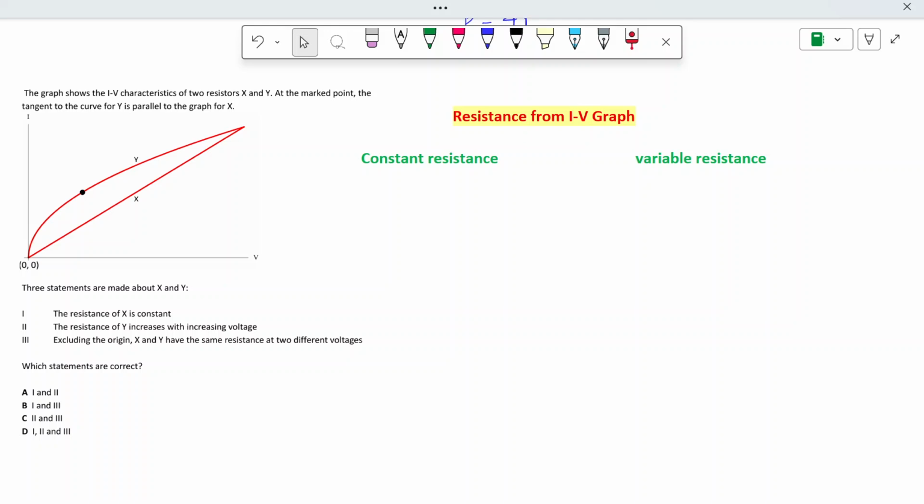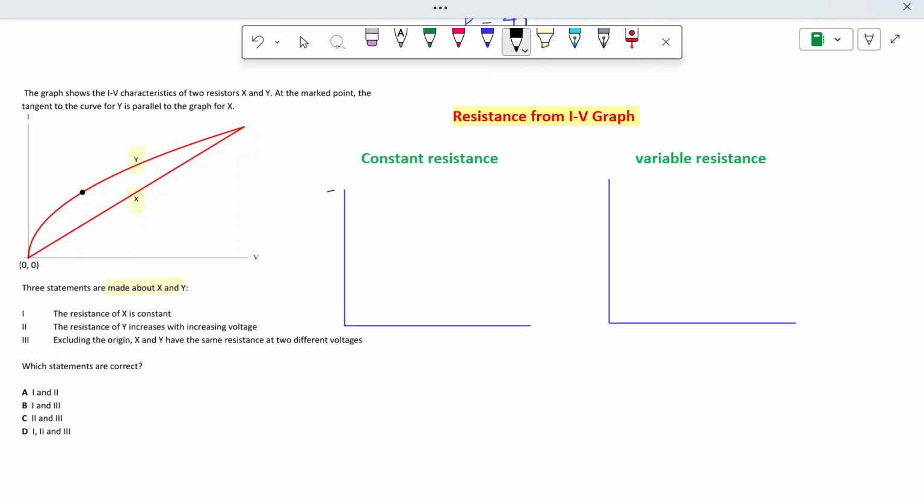Hello students, in this question we will investigate resistor X and resistor Y. One of them is a constant resistance and the other is a variable resistance, and they are connected in separate circuits. First of all, we have to verify which of the statements made about X and Y are correct. I will show you these two graphs separately so we can understand in a clear manner.